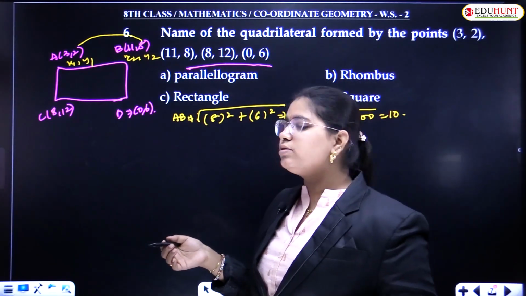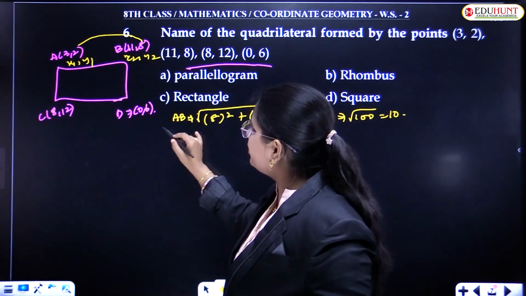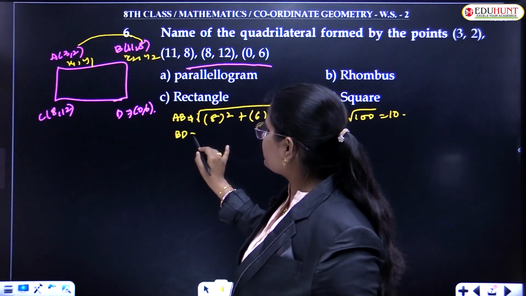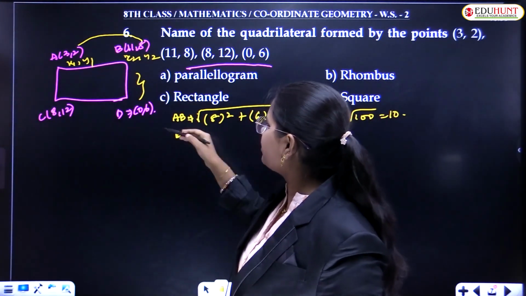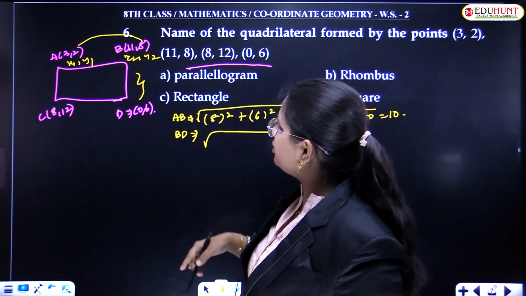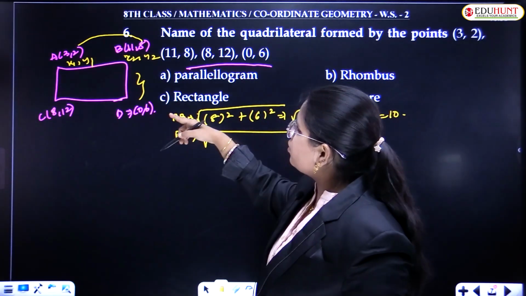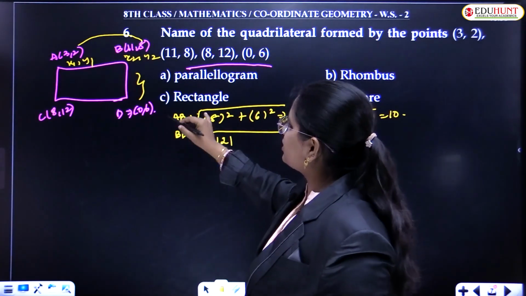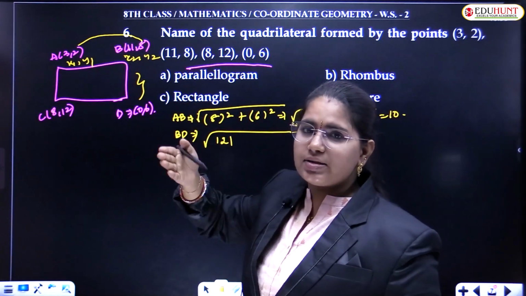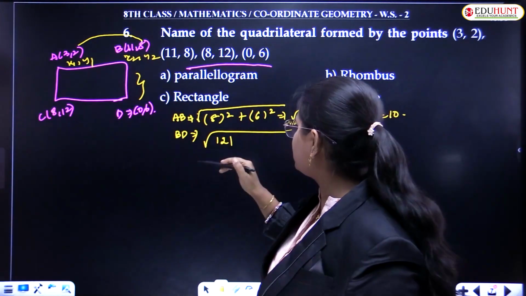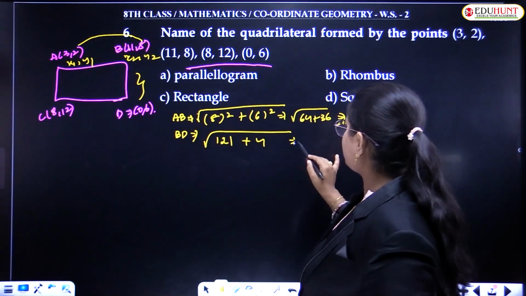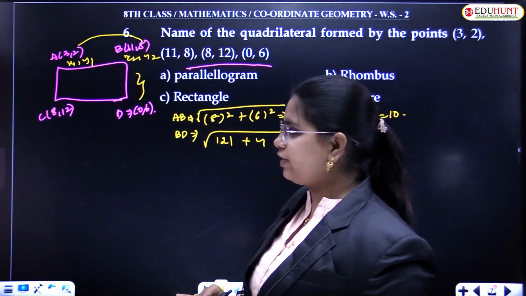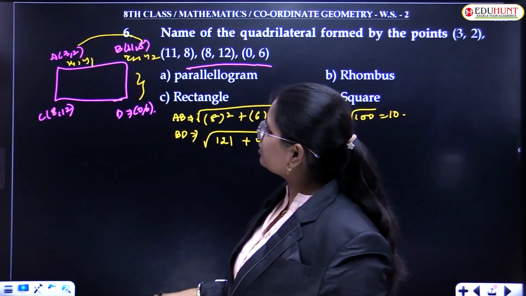So what is the next one? Tell me. Next we have to solve BD. As per this diagram, the next one is BD, correct? So what is BD? Now tell me. 0 minus 11 whole square is obviously 121, right? Next, 6 minus 8 is minus 2. Minus 2 whole square is plus 4. So this you got root 125. Root 125, right?